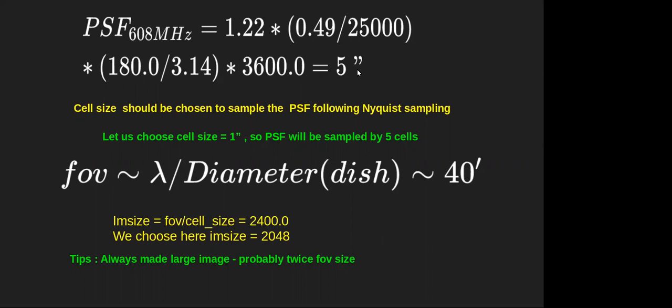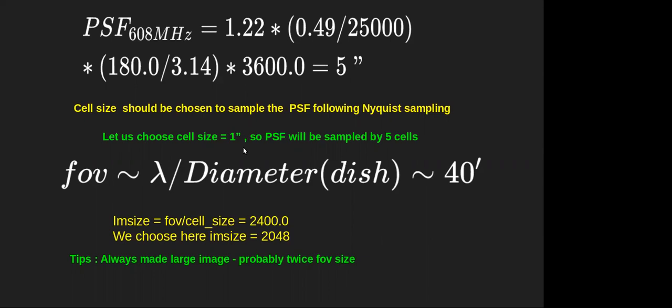second. Now I already mentioned that cell size should be chosen to sample the PSF following Nyquist sampling. So what you want to do, you want to choose a cell size so that you can sample this PSF size greater or equal to 2. That is, the number of cells should be greater than 2. So let us choose a cell size of 1 arc second, so that PSF will be sampled by 5 cells. That is fine, right? 5 is greater than 2, it is fine. I choose this 1 arc second here.